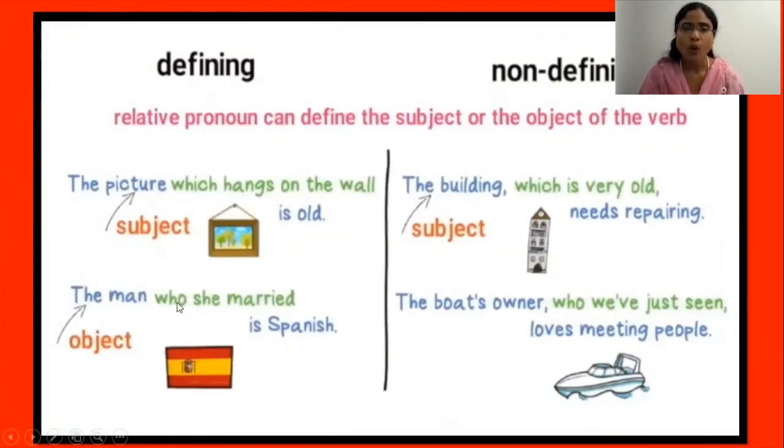The man who she married is Spanish. If I simply say the man is Spanish, it could be any man. But when I specifically say who she married, it exactly talks about the man whom she married, and it is telling that this man is Spanish. Here, the man becomes the object and who refers to the object.